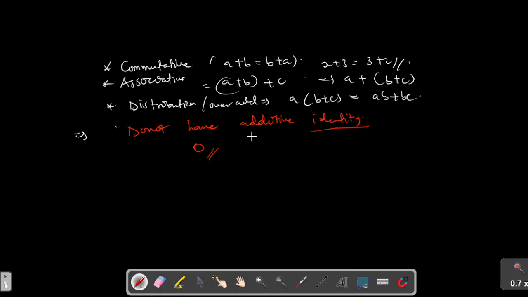Hence, natural numbers do not have additive identity, but they have multiplicative identity, and that is 1. If I multiply any number by 1, what do I get? I get the number itself. So that makes it satisfy this rule, right?